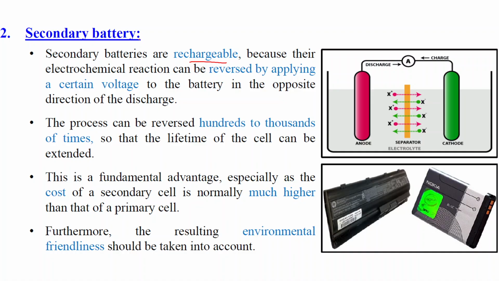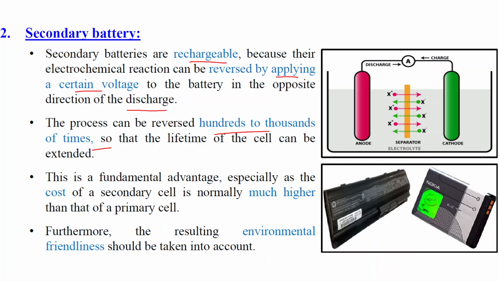Basically, they are redox active materials. Secondary batteries are rechargeable because their electrochemical reactions can be reversed by applying a certain voltage to the battery in the opposite direction of the discharge. The process can be reversed hundreds to thousands of times.